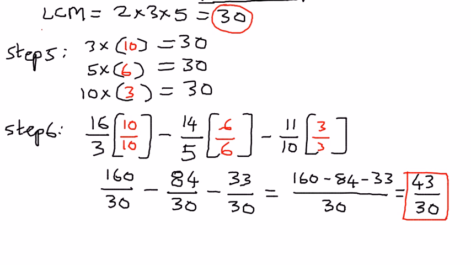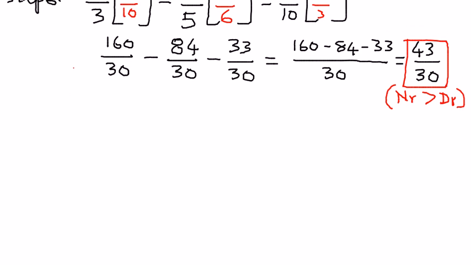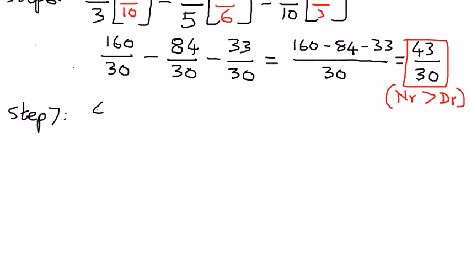As you can see, the numerator is larger than the denominator, and therefore we call these types of fractions improper fractions. We can write them as mixed numbers as well. We can express this improper fraction as a mixed number as well. Therefore we can write it as one more step as follows. Step number 7. 43 over 30, we're going to express this as a mixed number.